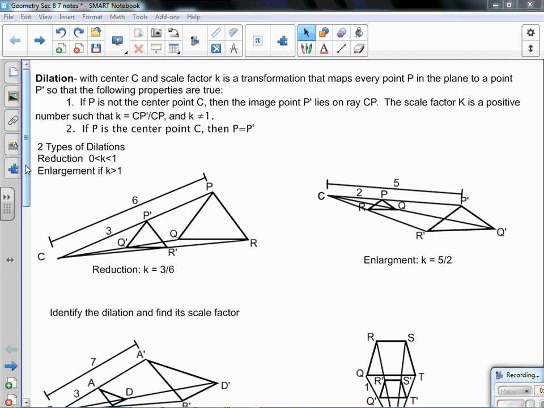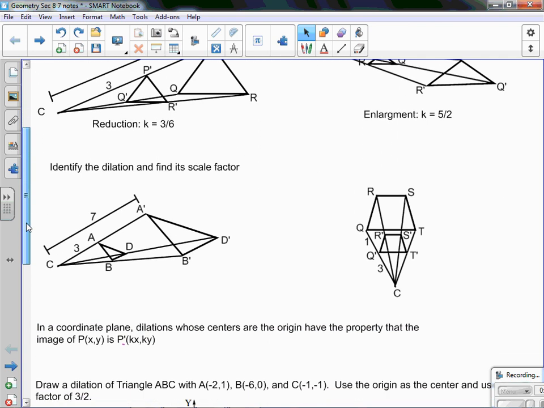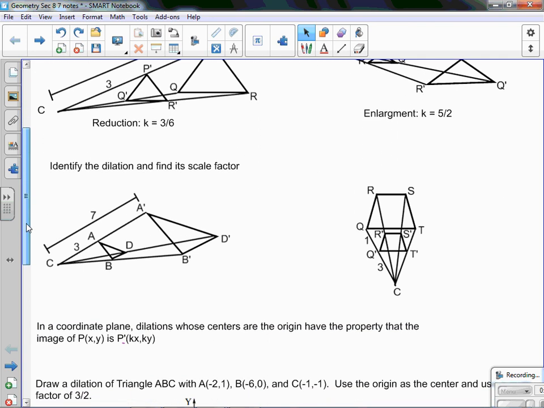All right, so then for the next one, we want to identify the dilation and find the scale factor. The dilation should be easy to tell when you've got a picture, maybe a little bit more difficult if they just give you the points. So from the picture, what kind of dilation does that first one look like?